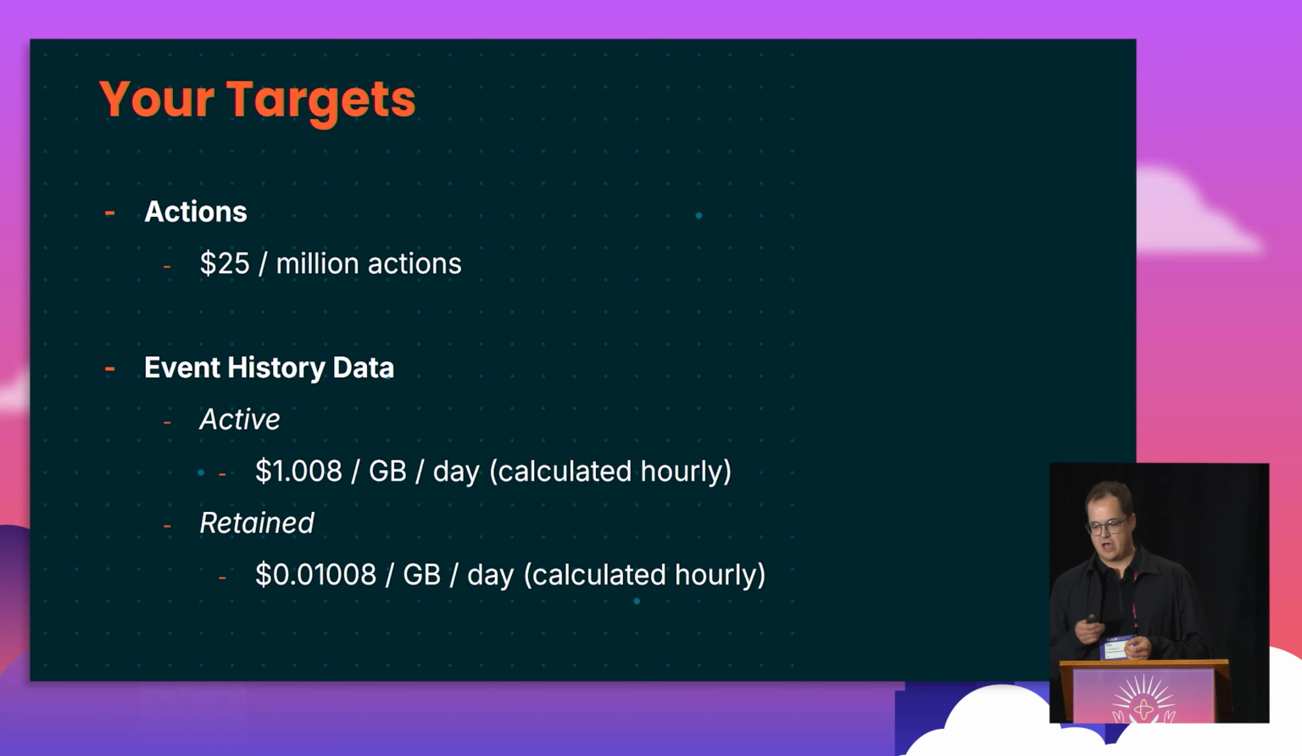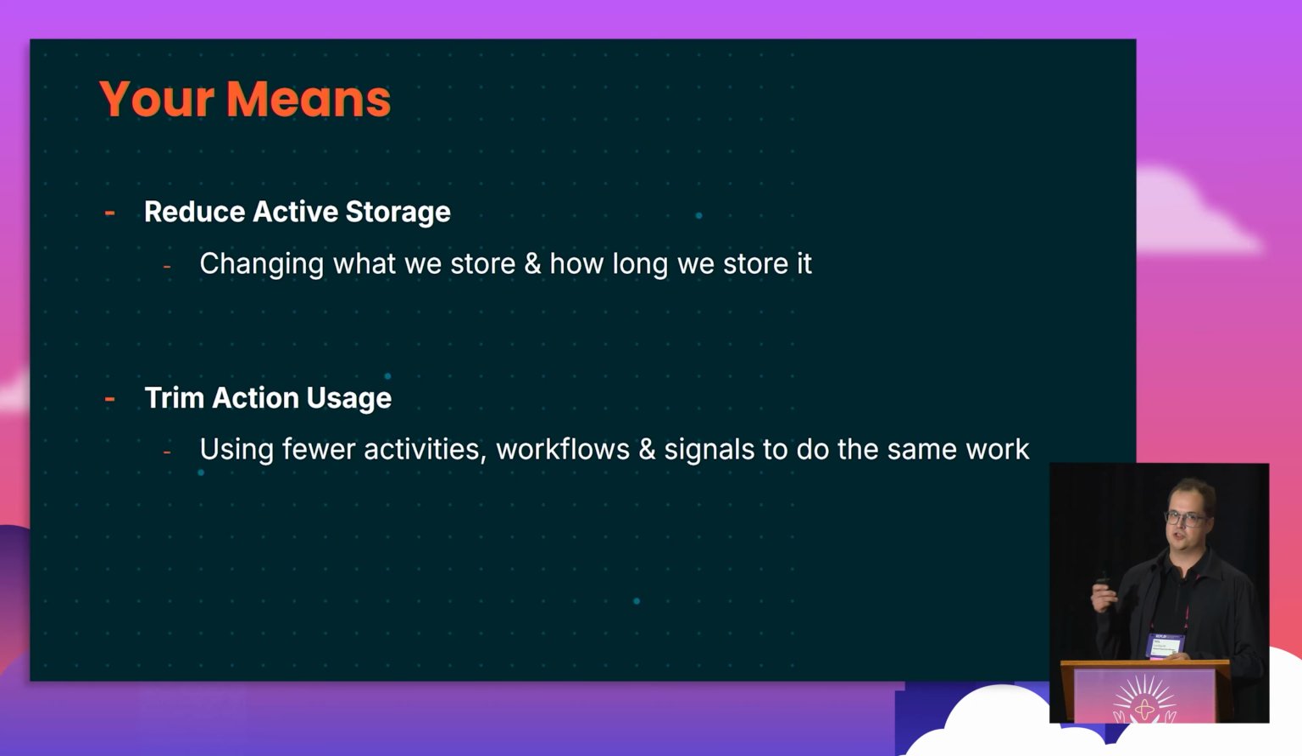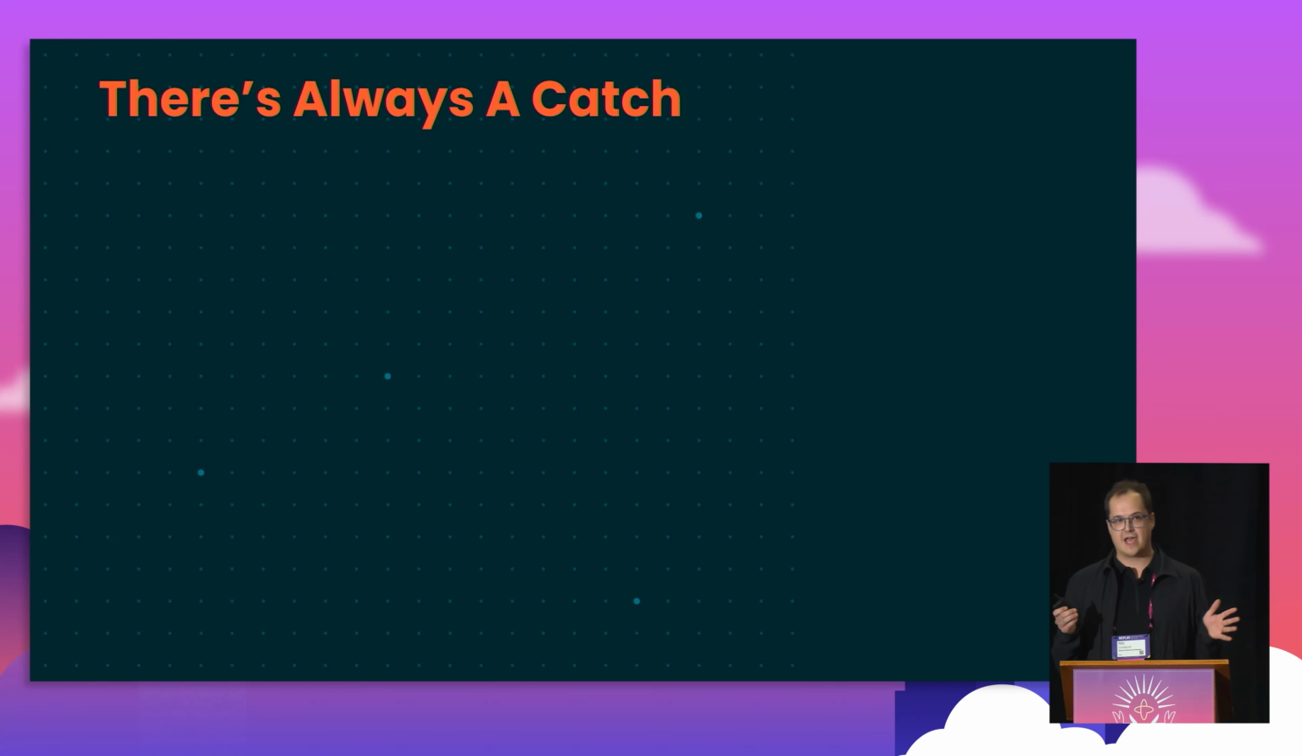and save some money. With these costs in mind, the approaches are pretty simple. You need to reduce your active storage, change what you're storing and how long you're storing it, and trim your action usage, using fewer activities and signals to try to get the same work done. So we're going to talk about a couple approaches to this, but first we need to note there's always a catch.